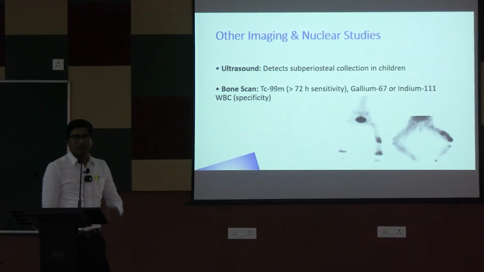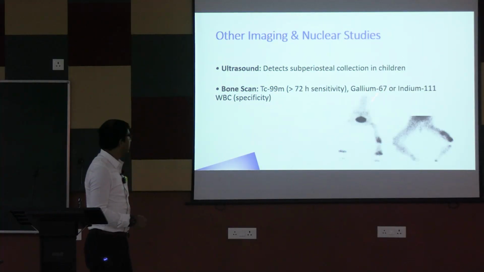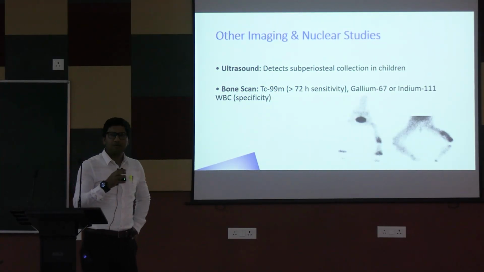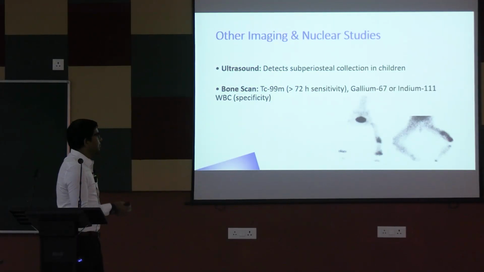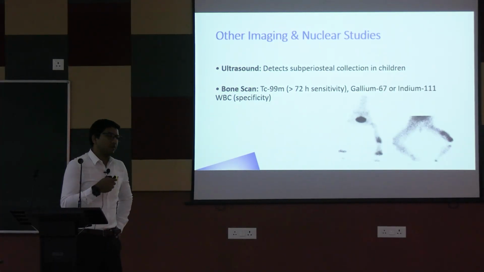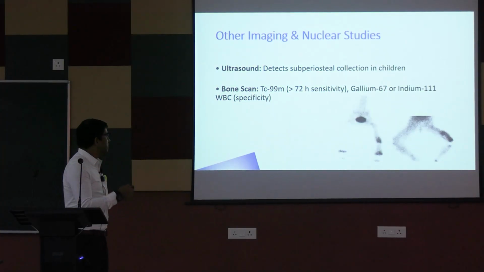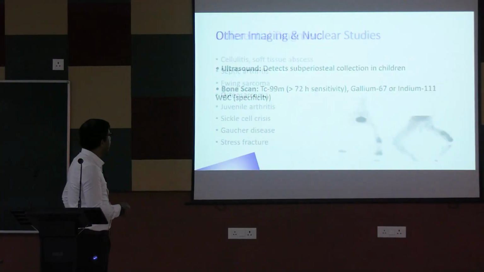Ultrasound helps you detect subperiosteal collections in children, and also the bone scan. Bone scans pick up the areas which are very active, where there is a lot of inflammation, so they pick up the radioactive material. If the radiological features are not conclusive or are ambiguous, then MRI and bone scan help you diagnose osteomyelitis very early, because the radiological features appear quite late, after 10 days.